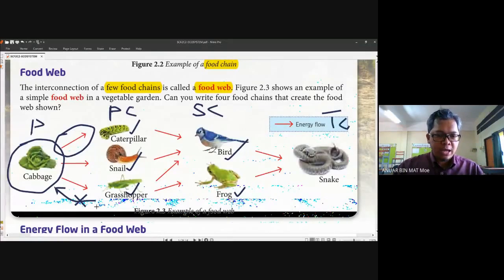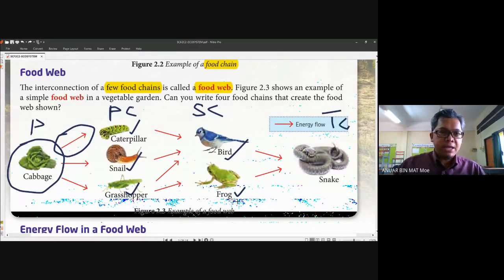Make sure, if the question asks you to draw the food web, you draw the arrow the correct way. This is not the correct way. Cabbage, for example, is eaten by the grasshopper. You must draw what we call the energy flow between the consumer and producer correctly.